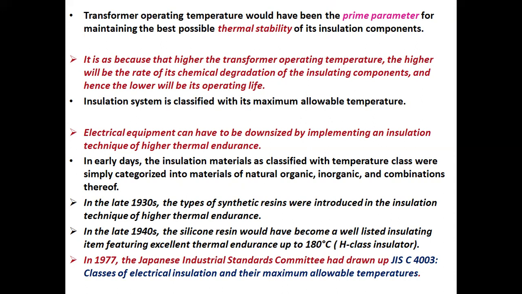In early days, insulation materials classified by temperature class were simply categorized into materials of natural, organic, inorganic, and combinations thereof. In the late 1930s, synthetic resins were introduced in insulation techniques of higher thermal endurance. In the late 1940s, silicone resin became a well-established insulating item featuring excellent thermal endurance up to 180 degrees centigrade, H-class insulator. In 1977, the Japanese Industrial Standards Committee drew up JIS C 4003, classes of electrical insulation and their maximum allowable temperatures.